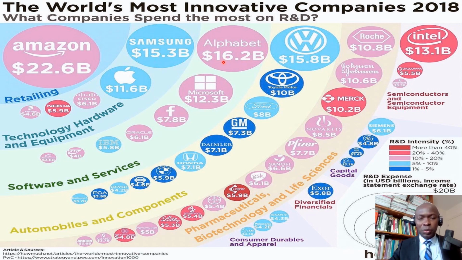Samsung, Alphabet, which is the parent company of Google, you have Toyota, you have GM, a wide range of all these other companies, Intel, and other companies like Exxon and the rest of them, Capital Goods. These companies invest heavily in research and development so that they can continue to innovate. That really tells you one aspect of some of these companies, how seriously they take knowledge, and how seriously they take investment in knowledge and research and development as well.